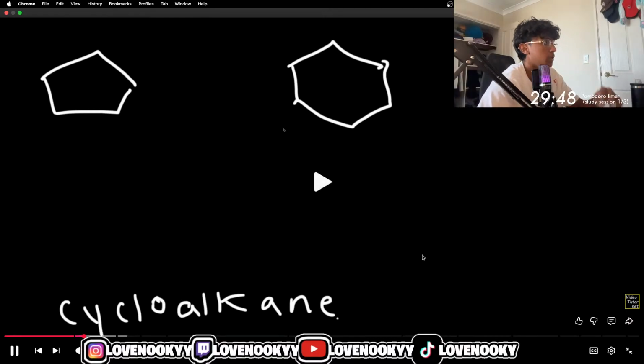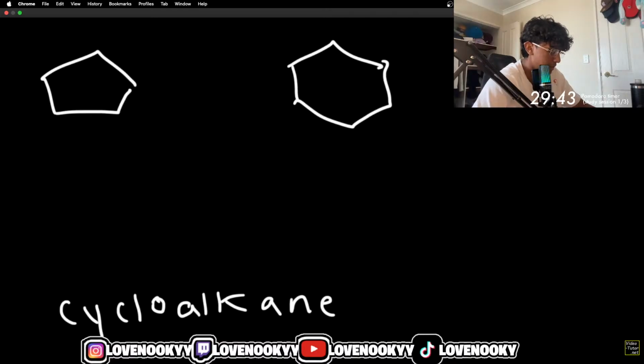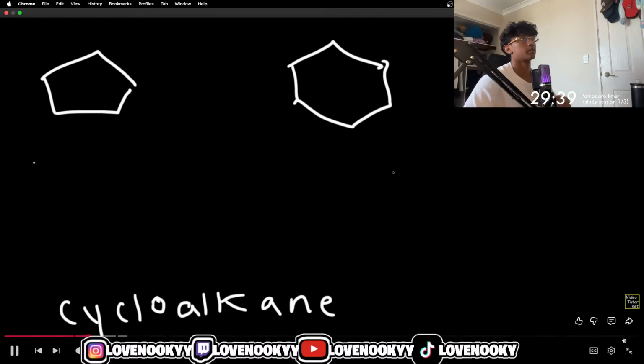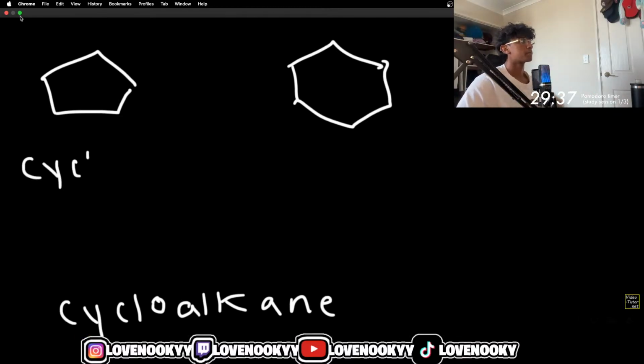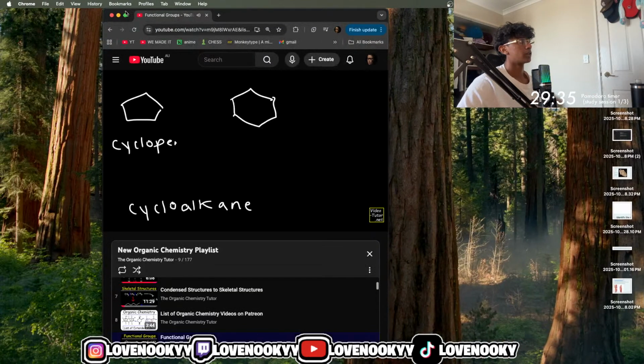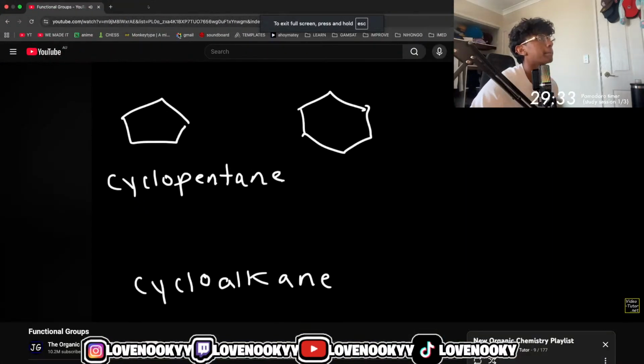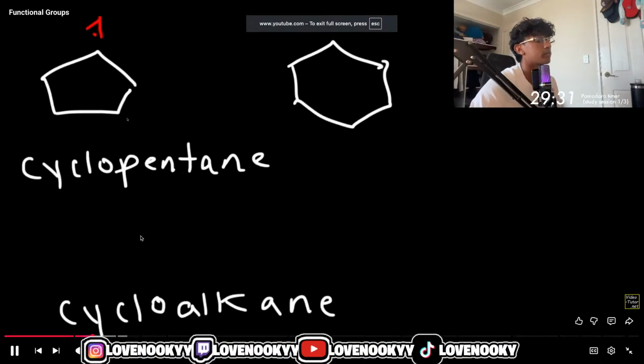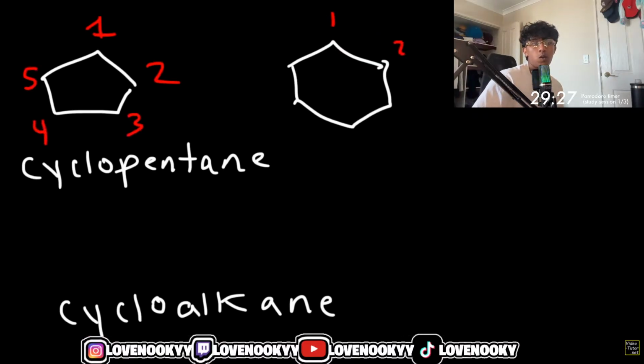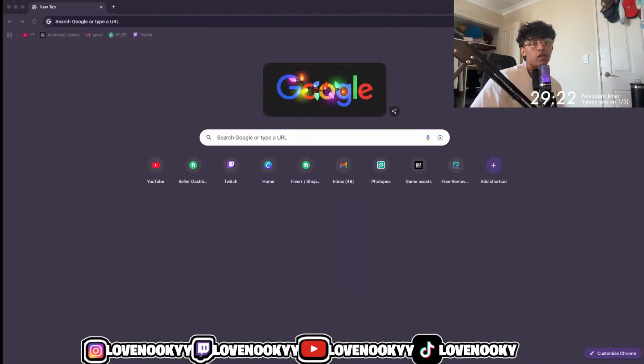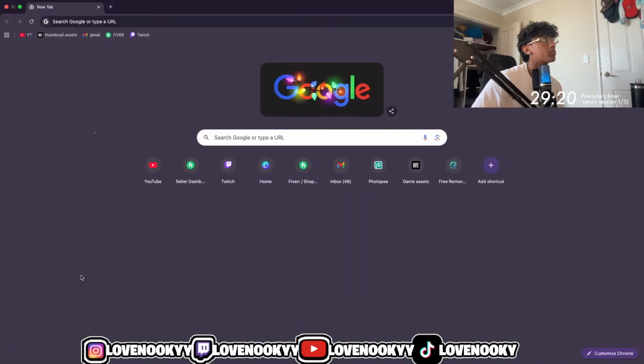And it's cyclic. Now, the first one is known as cyclopentane, because as you can see, there are 5 carbons, and the second one has 6 carbons, and so it's called cyclohexane.